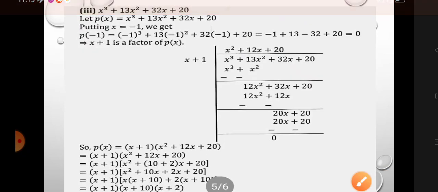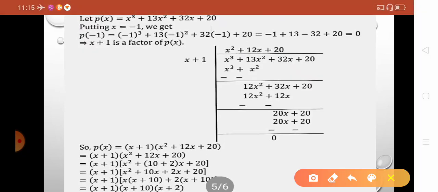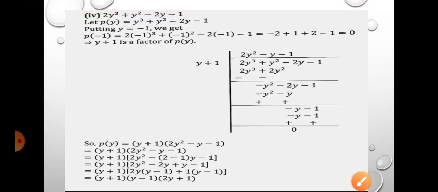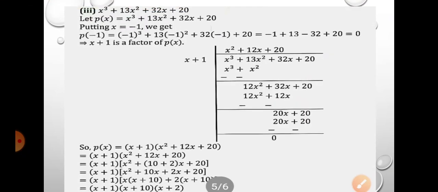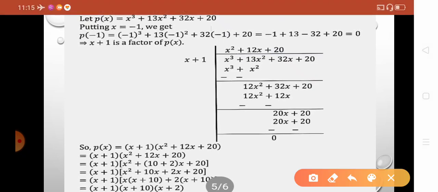Third part. Again we have x cube plus 13x square plus 32x plus 20. Here again, first of all we will put x equal to 1. From there we will get that x minus 1 is not a factor. Then we will put x equal to minus 1. From there we will get our value equal to 0. That means x plus 1 is a factor.